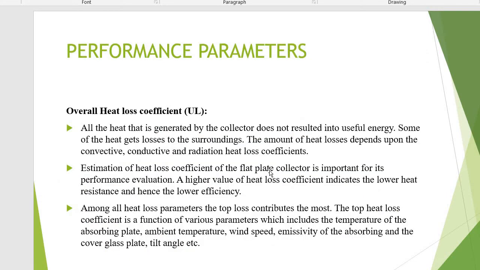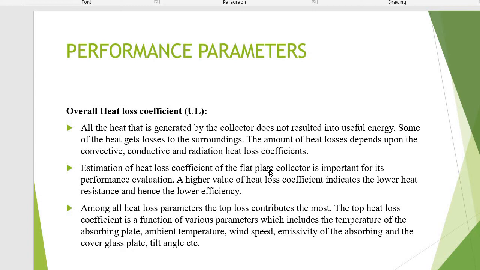So there are certain performance parameters when we talk about a flat plate collector system. Overall heat loss coefficient: all the heat that is generated by the collector does not result in useful energy. Some heat is lost to the surroundings. The amount of heat loss depends upon the convective, conductive and radiative heat loss coefficients. These are the modes of heat transfer: convection, conduction and radiation. We all have studied them in our last semester or this semester also.